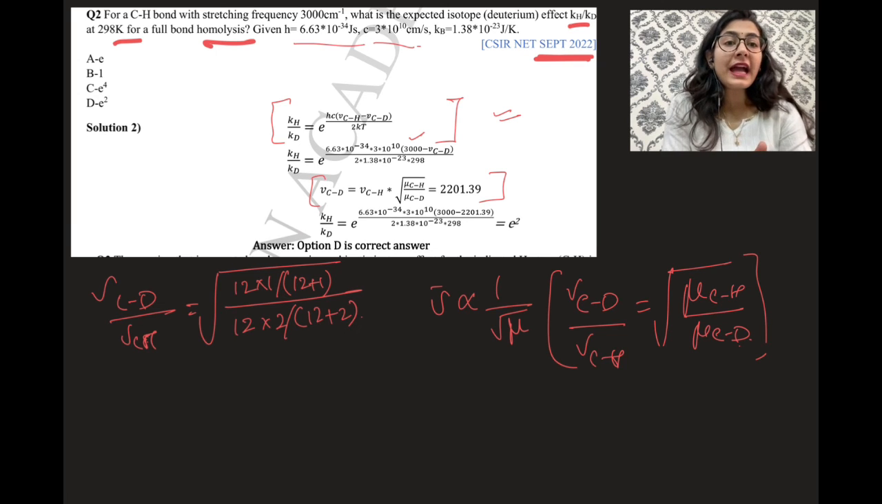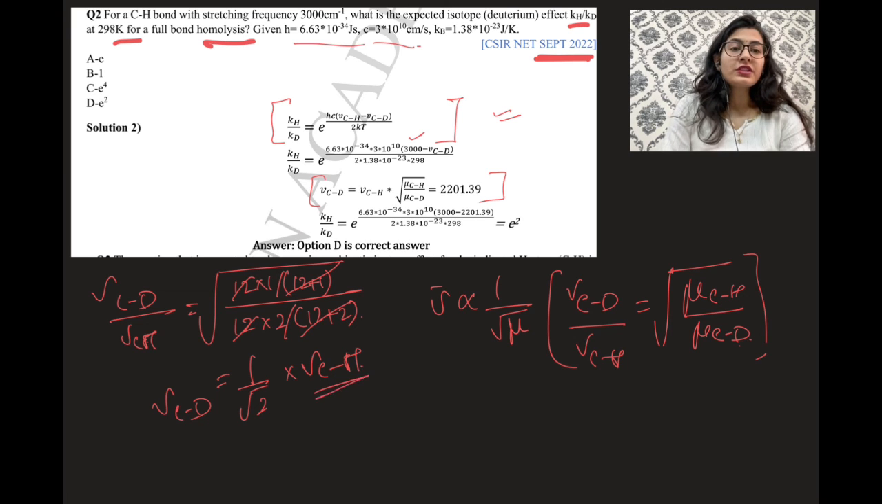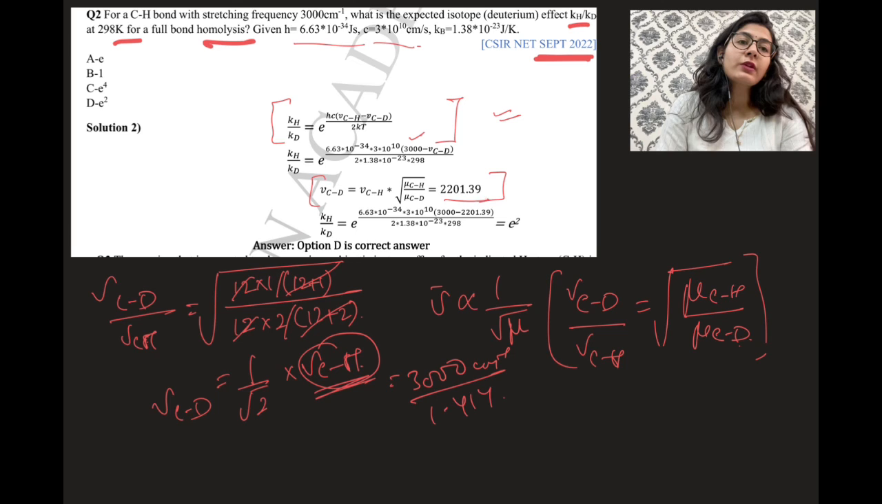So what we are doing is we are actually cancelling out both of these, which is numerically not possible, but we have to go with an approximation, so we cancel out 12 plus 1 and 12 plus 2. So it's going to be 1 upon under root of 2. So we multiply the CH stretching frequency, which is given to be 3000, upon root 2. So that's 3000 centimeter inverse upon root 2, and the value of root 2 is 1.414. So when you do this, you're going to get this value.